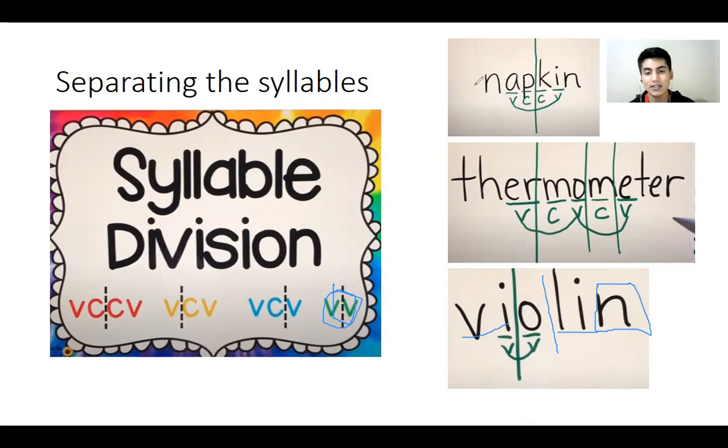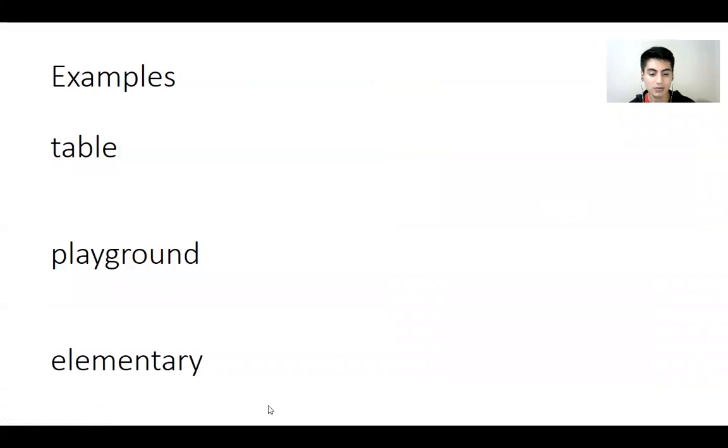Okay, now we can understand better how to separate these syllables, right? So why don't we just practice a little more? We have the examples: table, playground, and elementary. Okay, table. Is it right? Ta-ble. But how do I know that I have to put the separation there? Even though it's obvious that I have two syllables.